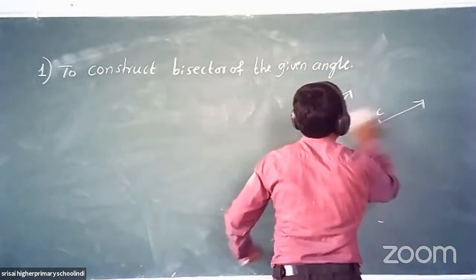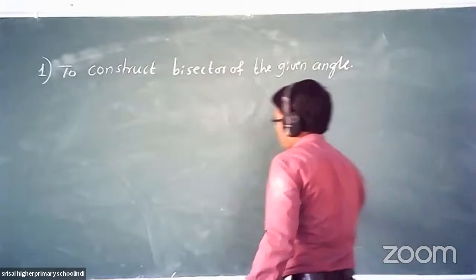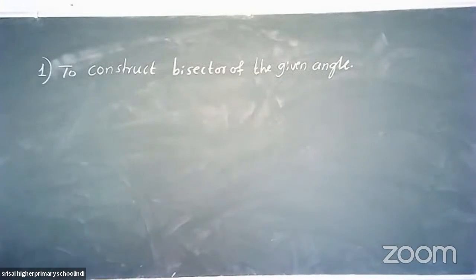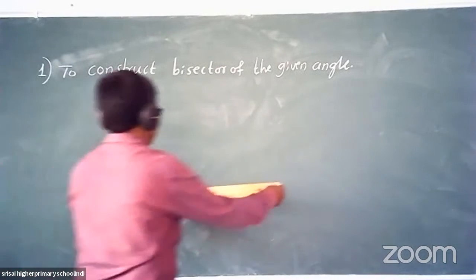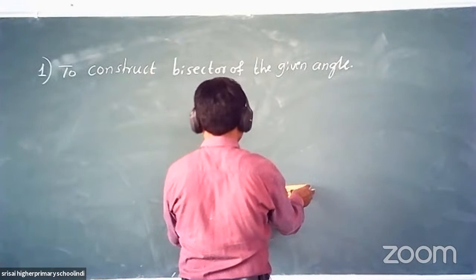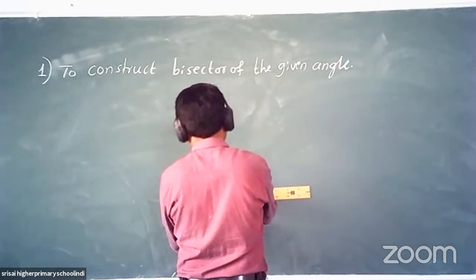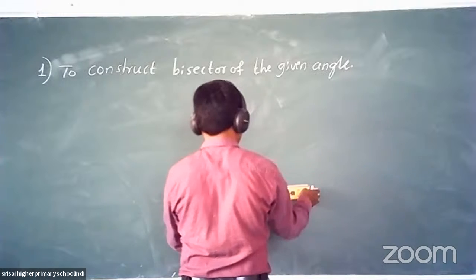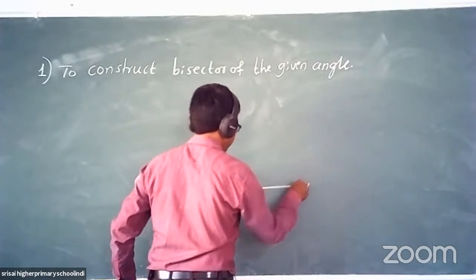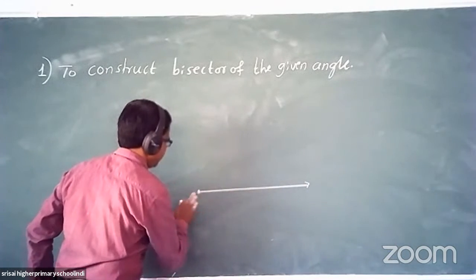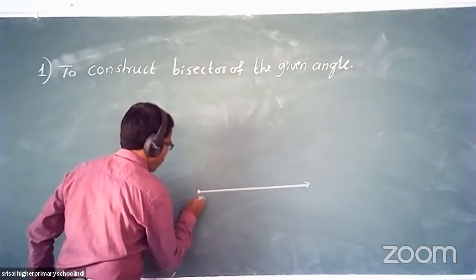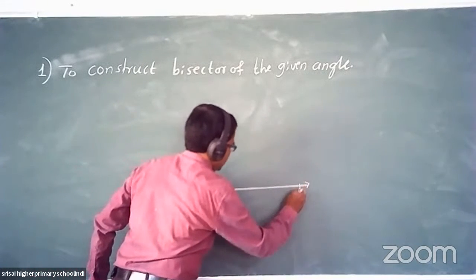Now we shall draw the angle bisector. I'll take a 60-degree angle only. First we shall draw a 60-degree angle. Already I have explained how to draw the 60-degree angle. To draw a 60-degree angle, first you need to draw a ray. Call it OA.